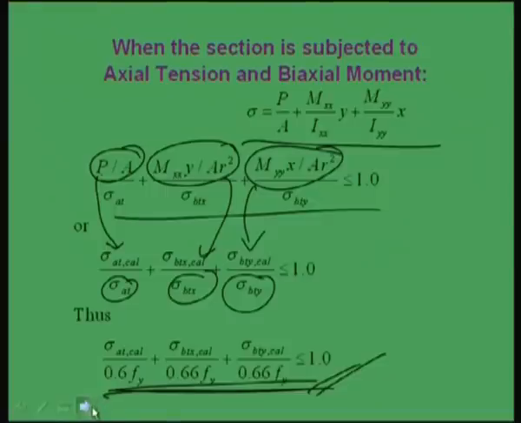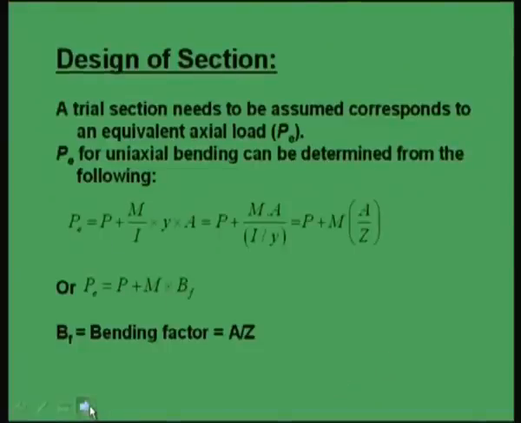Now let us go to the design. So how to design the section. Now in this case first we have to go for a trial section, because we do not know which section we have to choose, we have only the load and moment. So through iteration we have to find a suitable section. So one way we can find the equivalent axial load. A trial section needs to be assumed corresponding to the equivalent axial load.